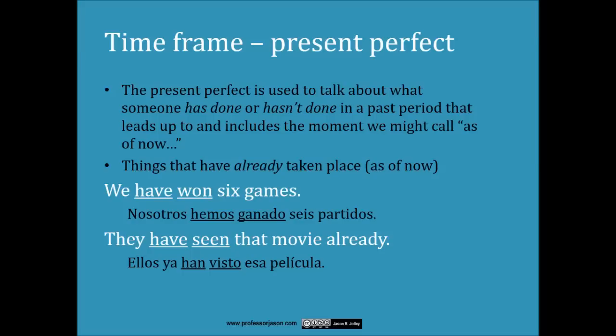Now, to sort of set the stage for the present perfect subjunctive, I want to talk a little bit about the present perfect indicative, o pretérito perfecto de indicativo, right, in terms of the time frame it refers to. The present perfect is used to talk about what someone has done or hasn't done in a past period that leads up to and includes the moment we might call as of now. So the idea of something that has already taken place is the present perfect.